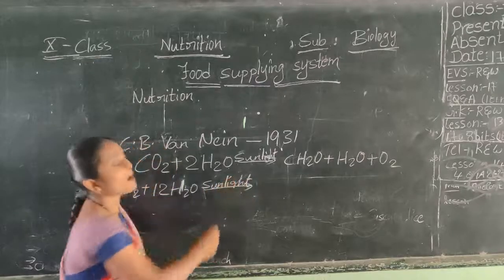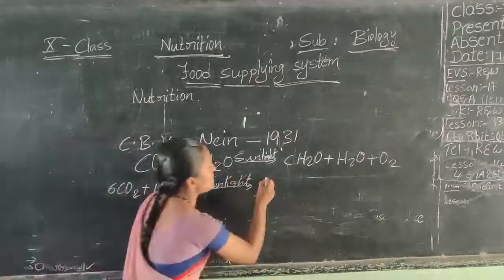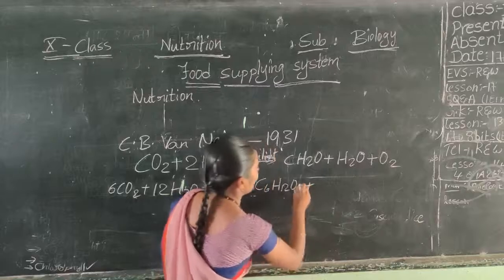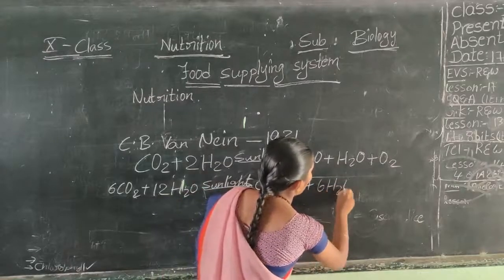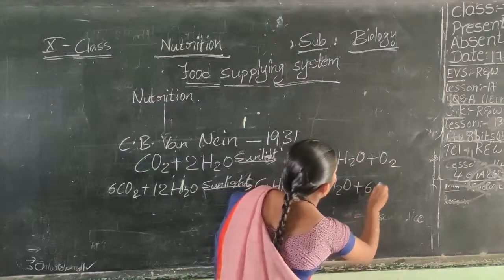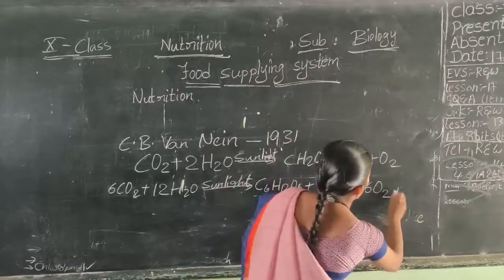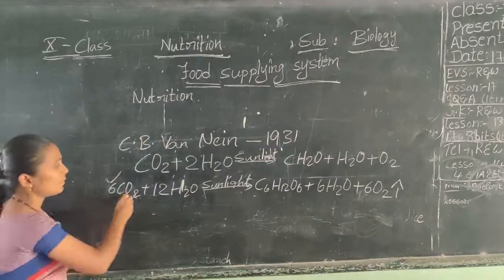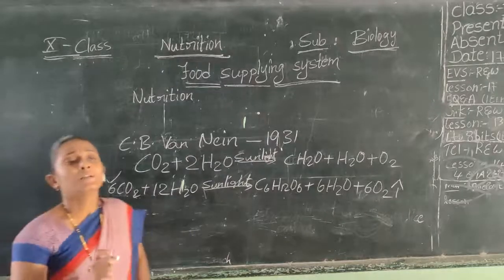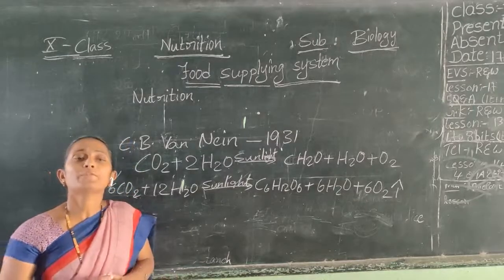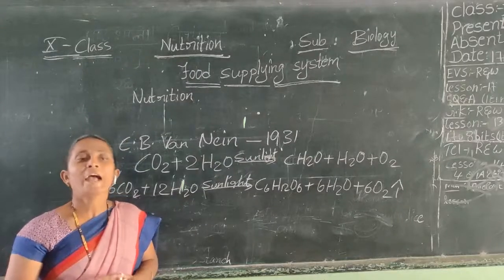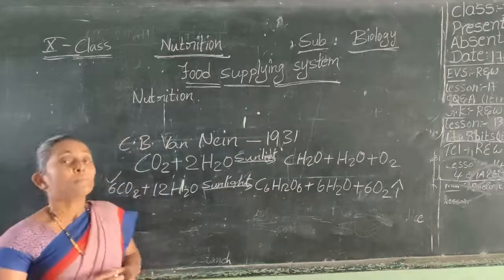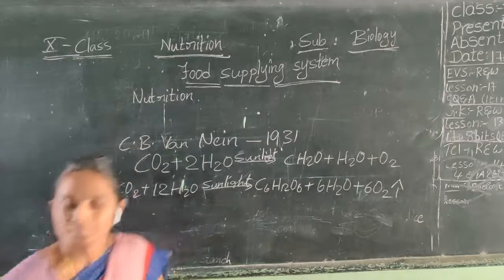So what are the end products you have to see here? Glucose, C6H12O6, plus 6 molecules of water, and then oxygen is liberated into the atmosphere. This is the equation for photosynthesis. Okay, so how can we prove that plants are able to prepare their food? We have to do an activity, an experiment. So now I would like to explain the presence of starch in leaves.